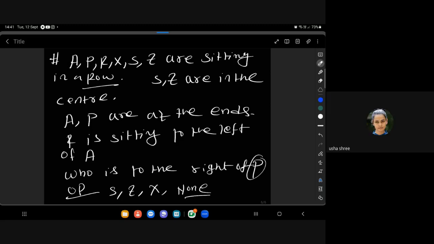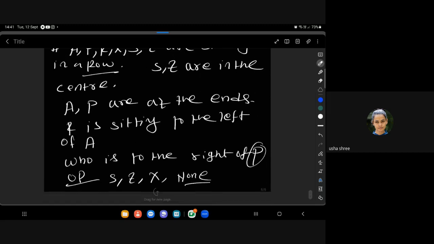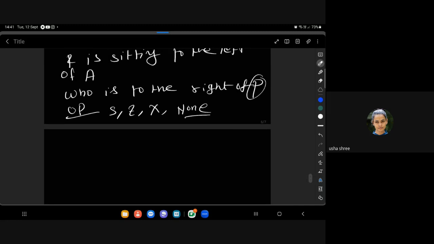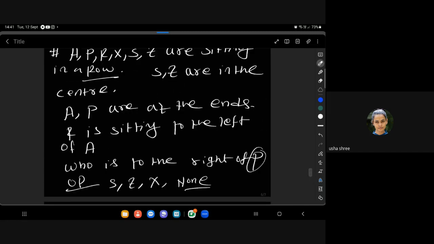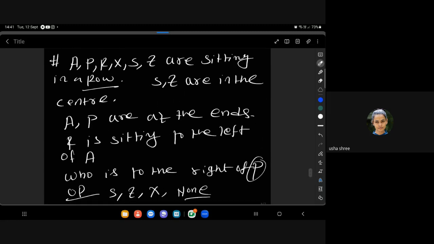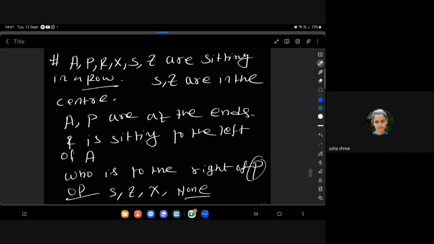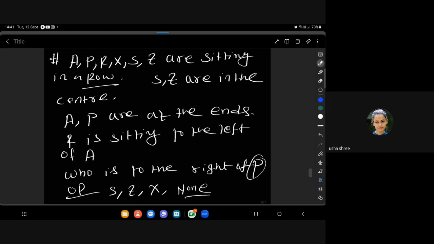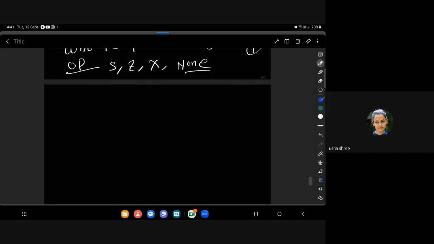Is it X? Yes, it is X. Very good. See, how many persons are there? A, P, R, then X, S, Z. You know that there are 6. Now S and Z are in the middle. So S and Z, they are in the middle. Now 1, 2, 3, 4, 5, 6, like this.